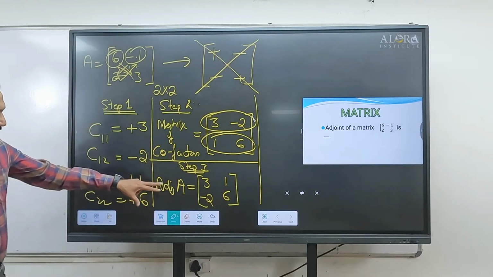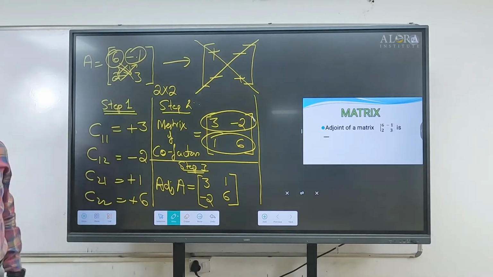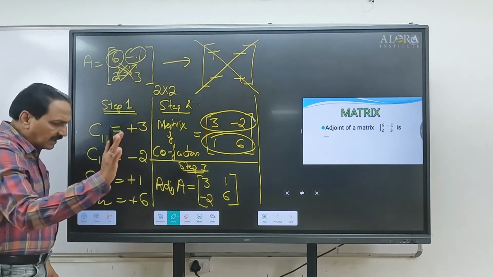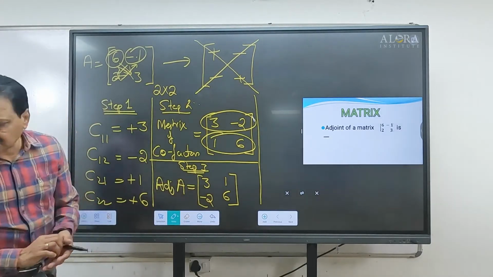Fine. Now let's go for the shortcut method that we can use in the DCET. You need not go for the whole thing. So what is your shortcut method? I will just let you know. I hope the answer is clear. So this is the answer.